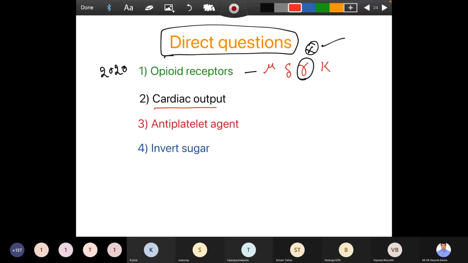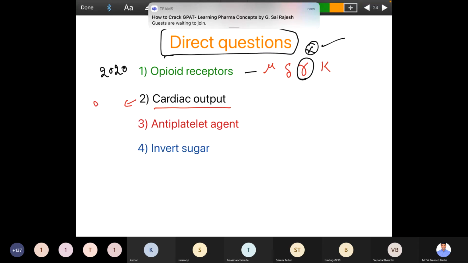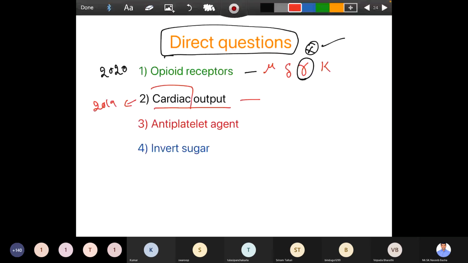Again, in 2019, there is a question about cardiac output. Now, cardiac output, straight away, there is a definition. Cardiac means heart. Output means how much is coming out of it. From the heart, what do you get out of it? You get blood out of it. So from the heart, per minute, how much blood is coming out is known as cardiac output. Very simple thing. You can easily answer this.